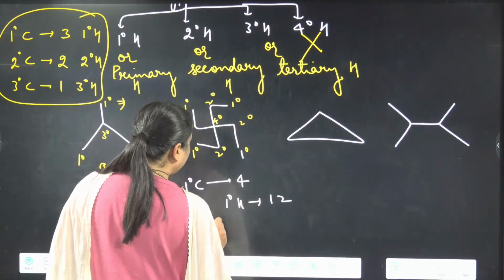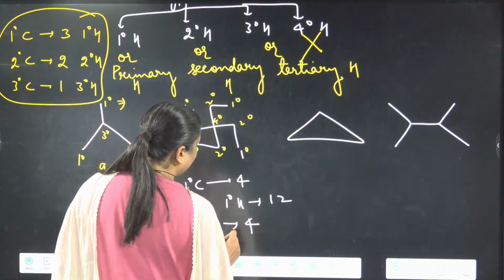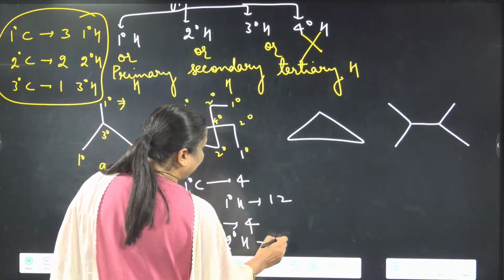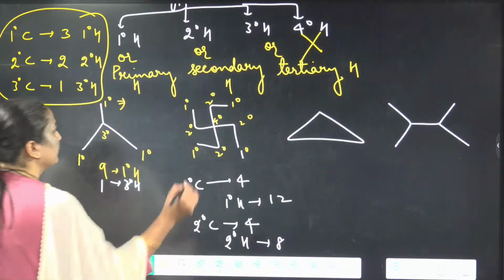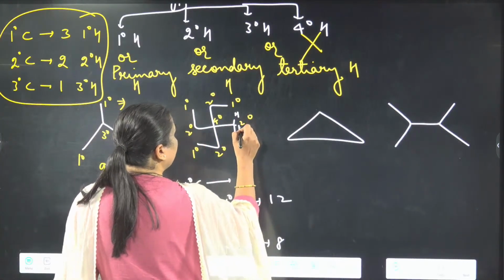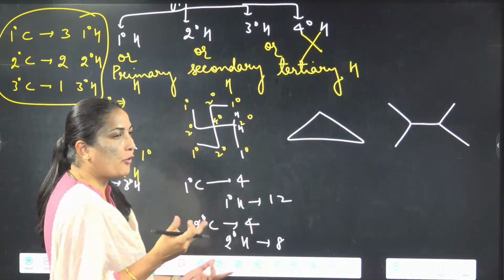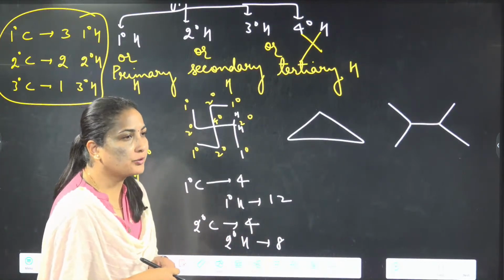Similarly, how many 2-degree carbons do I have? That is also 4. And so 2-degree hydrogen is going to be 8, because each 2-degree carbon is going to have 2 hydrogens on it. Right? You're able to see this hydrogen, this hydrogen. That's what we mean. For 4-degree, you don't have any hydrogen, right?